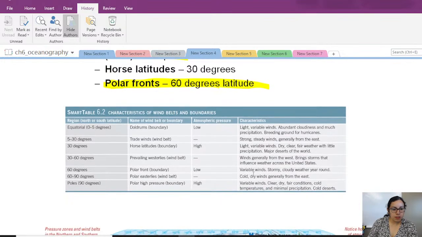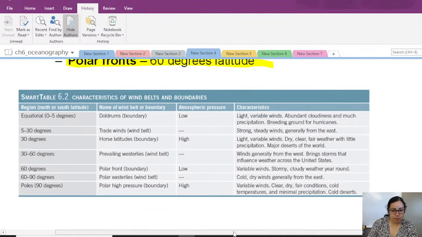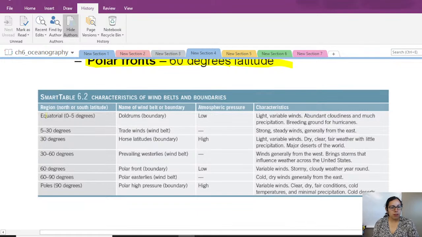And so if we look at this chart, this is a pretty good summary. Again, our equatorial region with our doldrums, so low atmospheric pressure, so not a lot of wind, kind of light, and a lot of cloudiness. It mentions breeding grounds for hurricanes, which we'll talk about. I'm sure everyone has good stories.